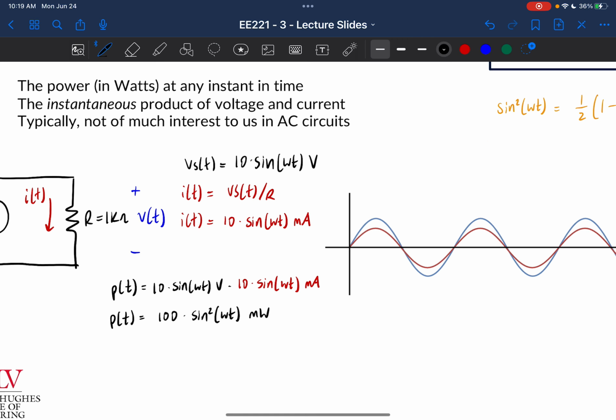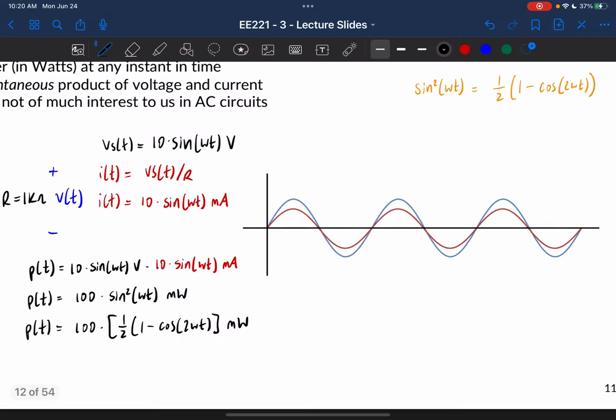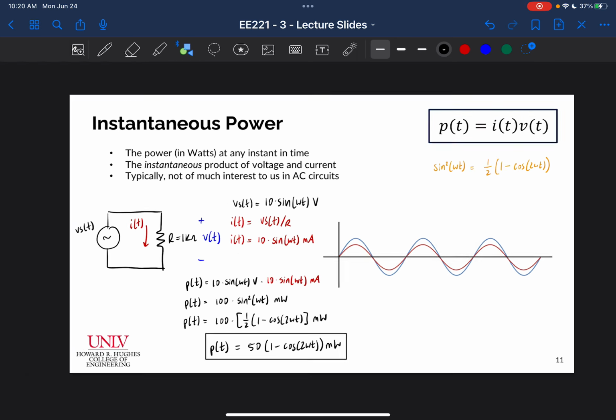And so we can replace that sine squared with a 1/2 times 1 minus the cosine of 2 omega t milliwatts. And the 1/2 can pop out, and my final expression here would be 50 times 1 minus the cosine of 2 omega t milliwatts, and that's going to be my power expression, my instantaneous power expression.